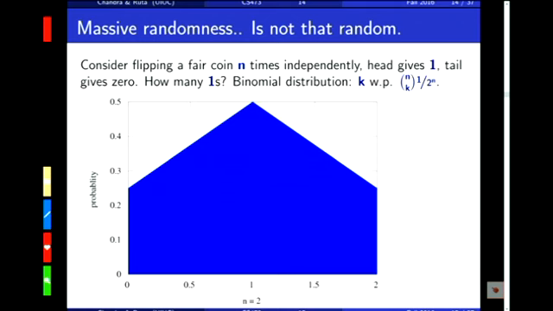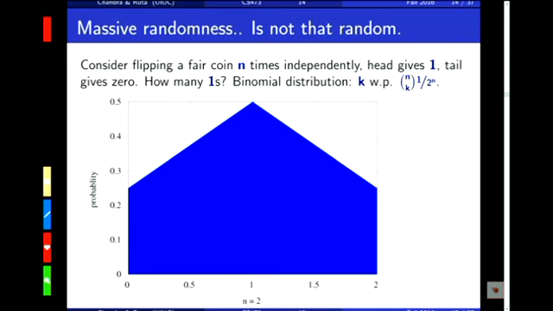suppose I'm flipping n coins. So the question is, when we talk about expectation, how good is that an estimate, when the value has the expected value? Suppose you are flipping a coin n times, and let's say heads is 1 and tails is 0. And you ask, how many ones am I going to get? This is a binomial distribution.